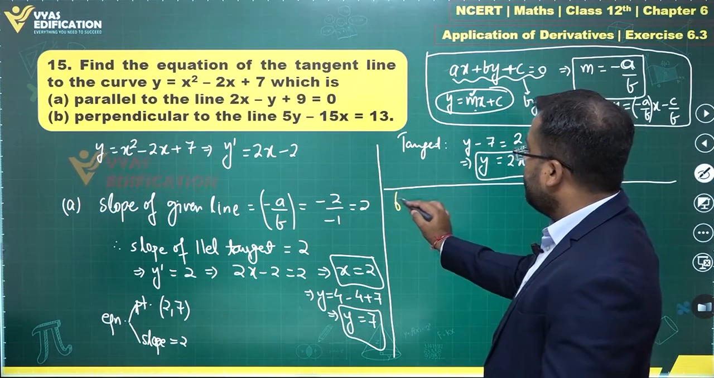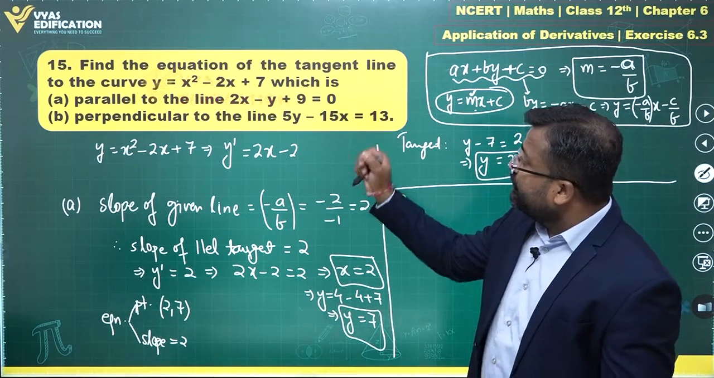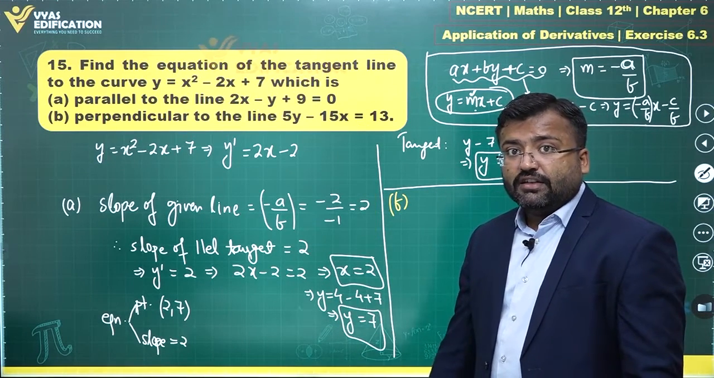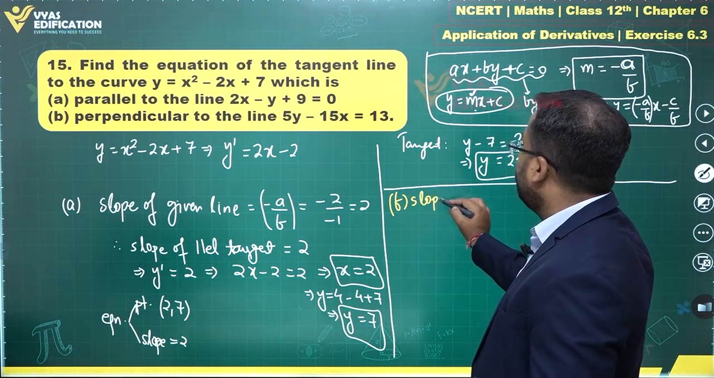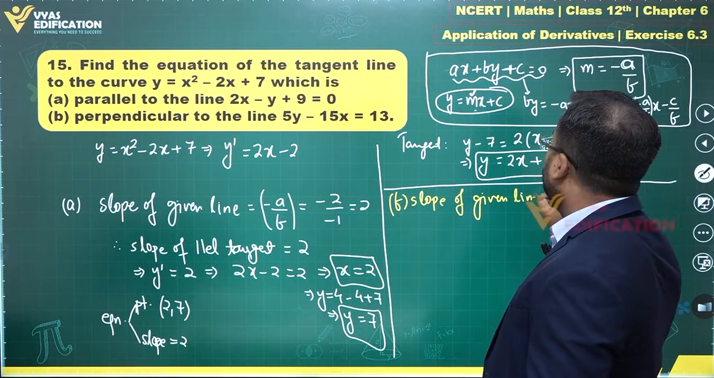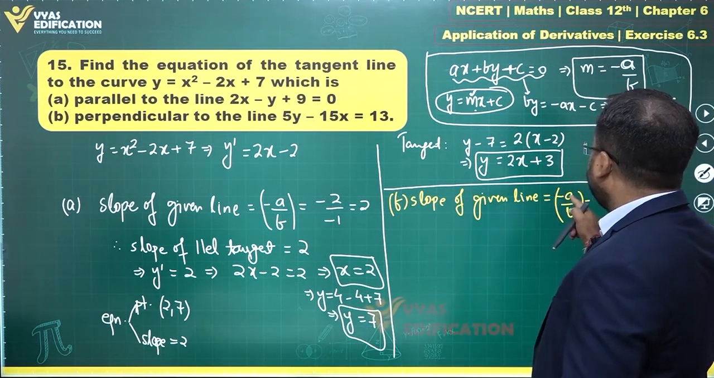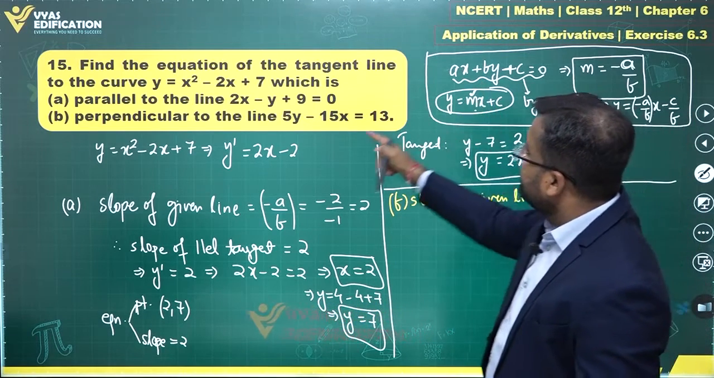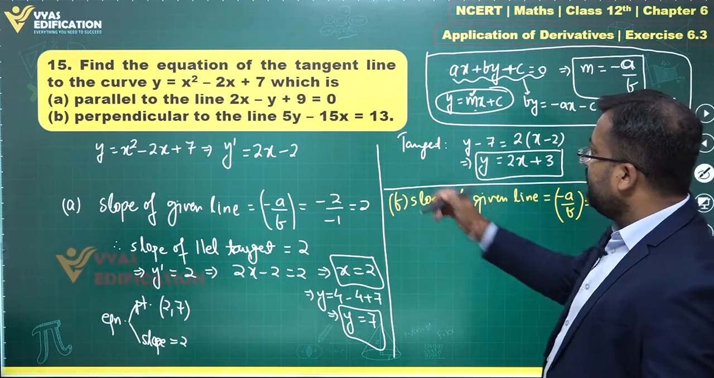That is part B. Part B says perpendicular to the line given. If the tangent is perpendicular to this line, we need the slope of this line first of all, right? Slope of the given line is equal to minus a upon b. a is the coefficient of x, mind you. Coefficient of x. What is that? Minus 15. So this becomes 15 over b, which is 5.